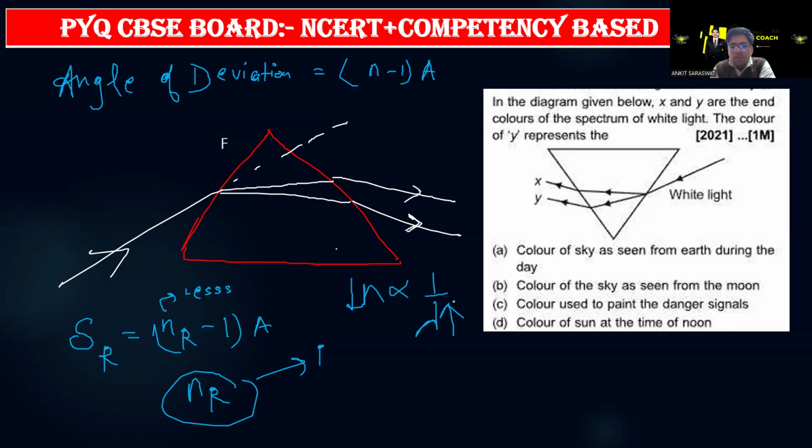But for blue light, wavelength is less. If wavelength is less, then n is more. If n is more, then n minus 1 is high. If n minus 1 is high, it means angle of deviation is more. Then this is blue, this is red. You can check, this is deviation for blue light, and this is deviation for red light, delta R.